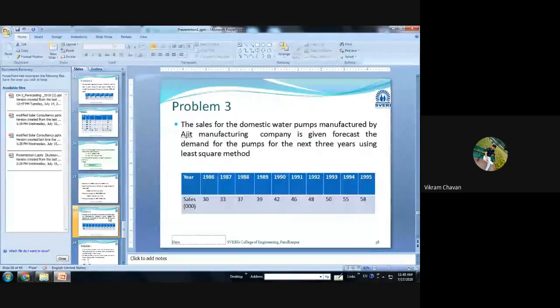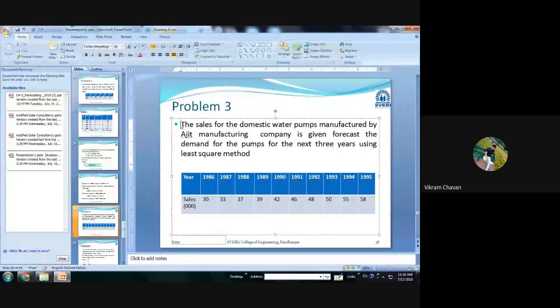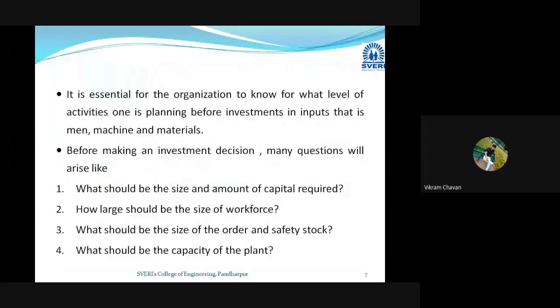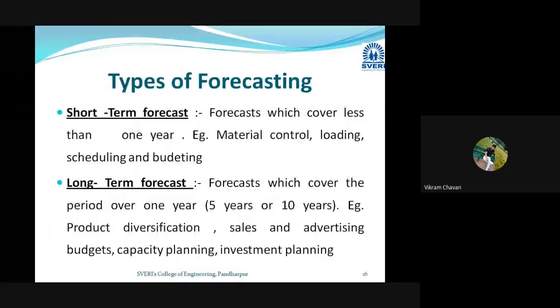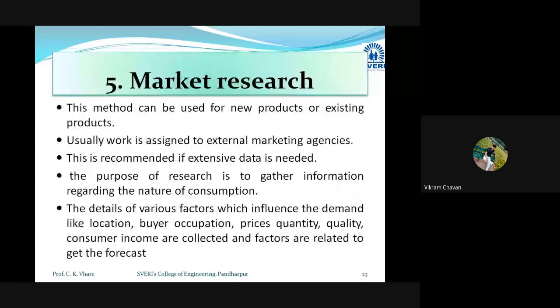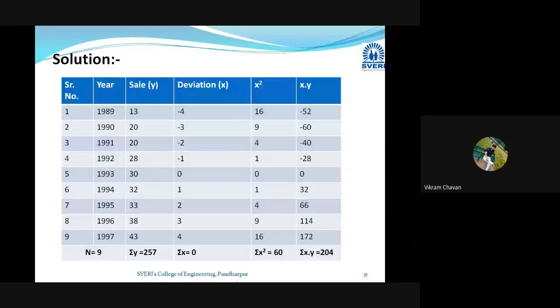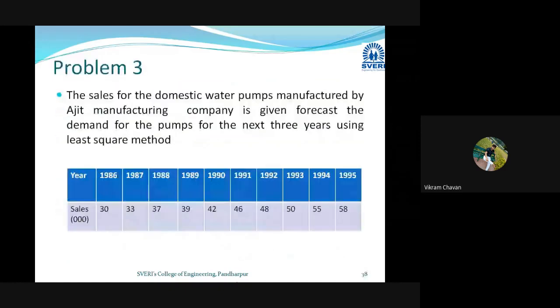Okay. Now the next problem number 3. So this problem is related to the even numbers. Even number of years are provided. So everyone please write down this problem number 3. Akshisa is saying yes, sir. So write down this problem number 3. I will zoom this.